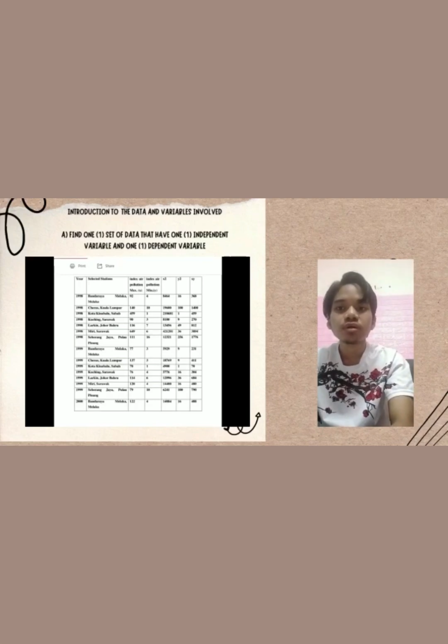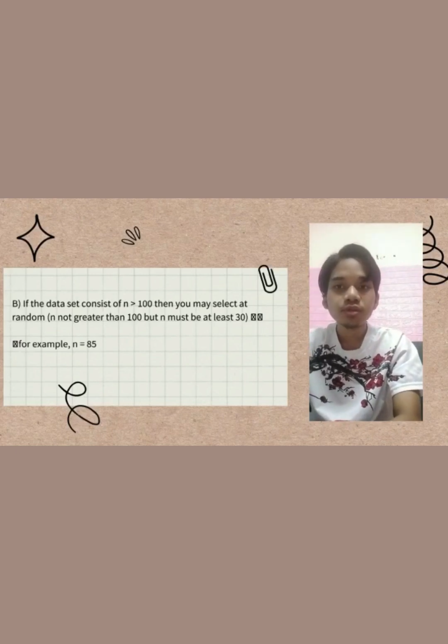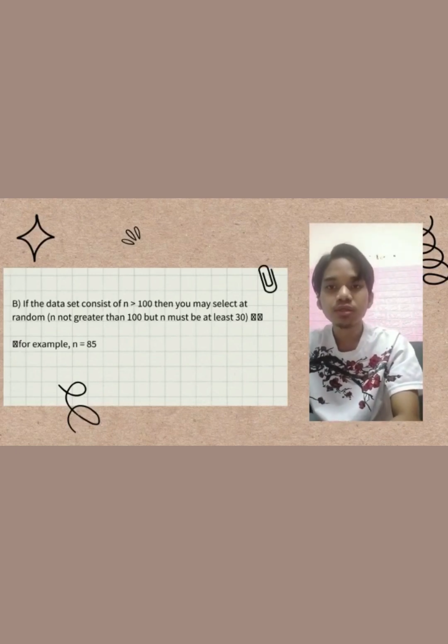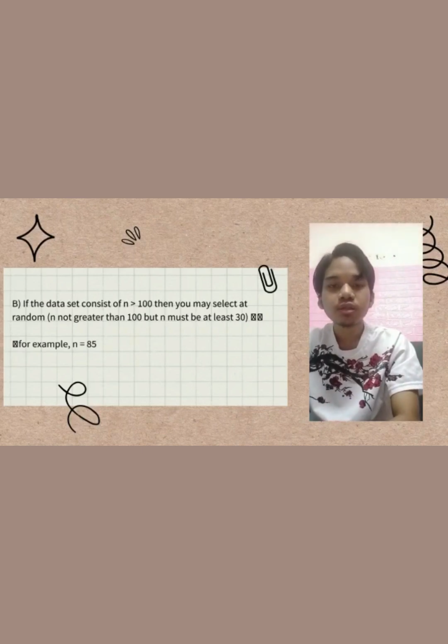I want to present about the introduction to the data and variables involved. A. Find one set of data that has one independent variable and one dependent variable. And this is our data for our group. The independent variable is the index air pollution maximum, and the dependent variable is the index air pollution minimum. B. If the data set consists of n more than 100, then you may select at random n not greater than 100, but n must be at least 30. For example, our group chose n equals 85.